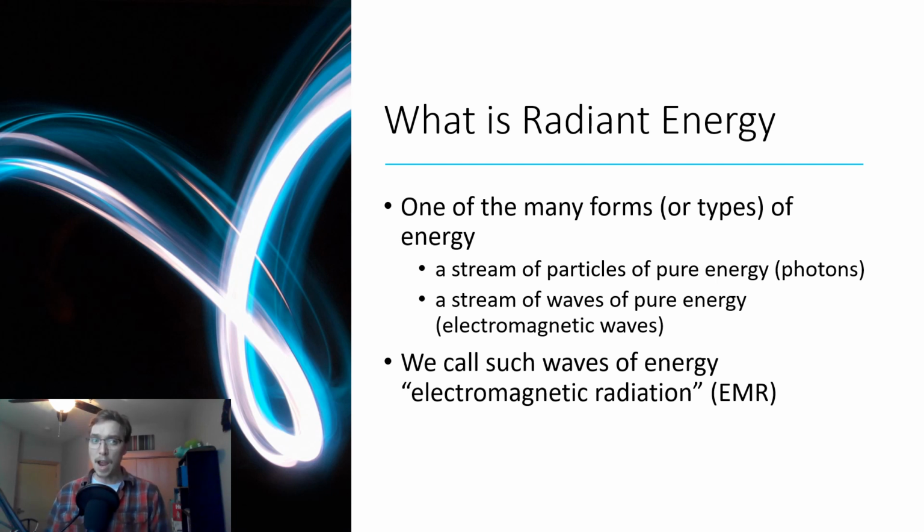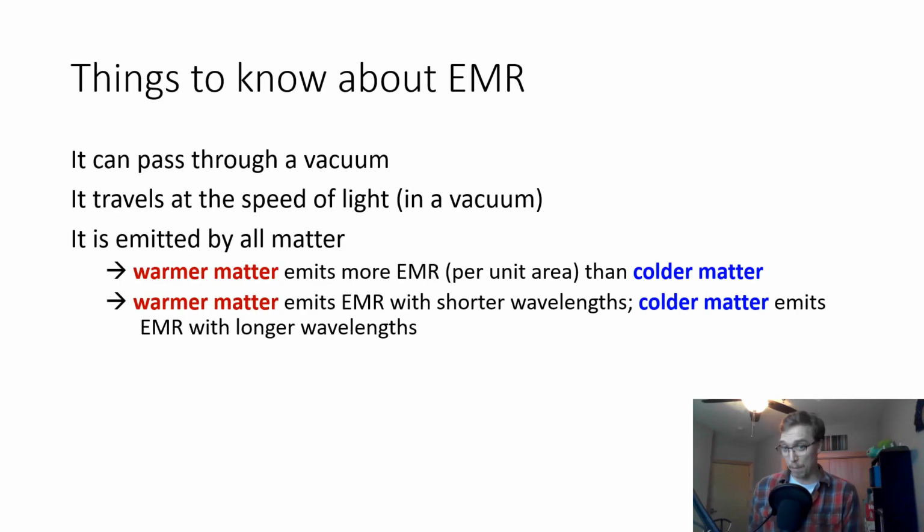There are a few things we care about when it comes to electromagnetic radiation. First off, it can pass through a vacuum. Very important because space is a vacuum. It travels at the speed of light through that vacuum, which again is really important when the sun is your primary emitter. And it is emitted by all matter. Warmer matter emits more electromagnetic radiation per unit area than colder matter does. And warmer matter emits electromagnetic radiation with shorter wavelengths, while colder matter emits electromagnetic radiation with longer wavelengths.